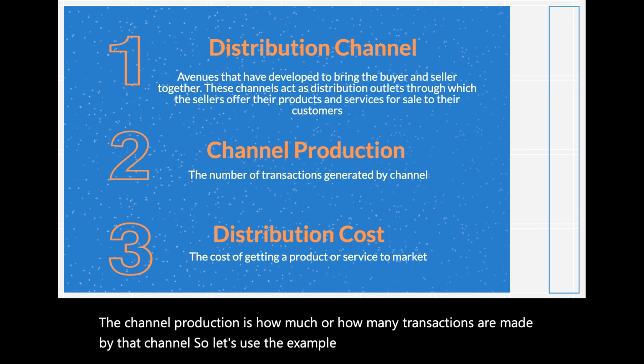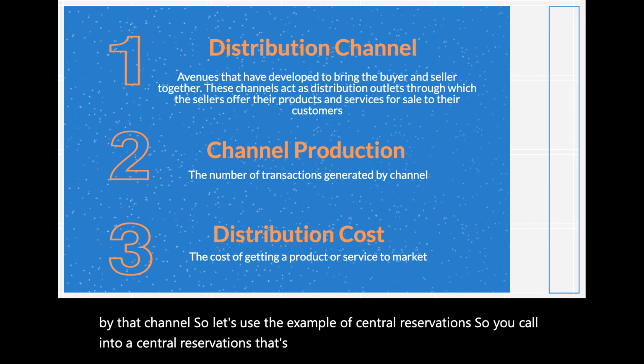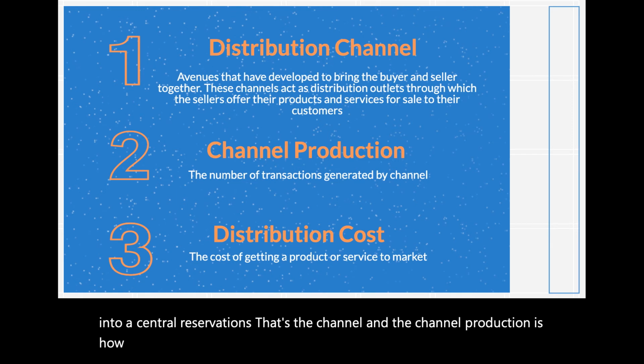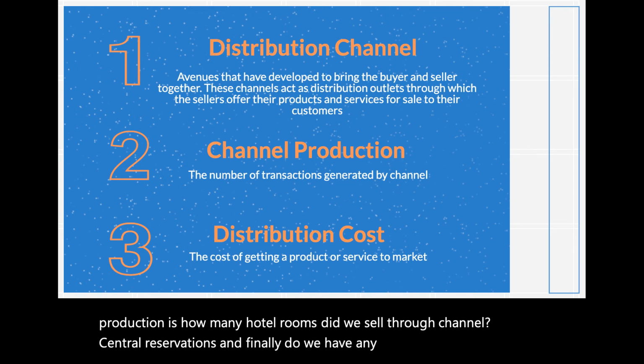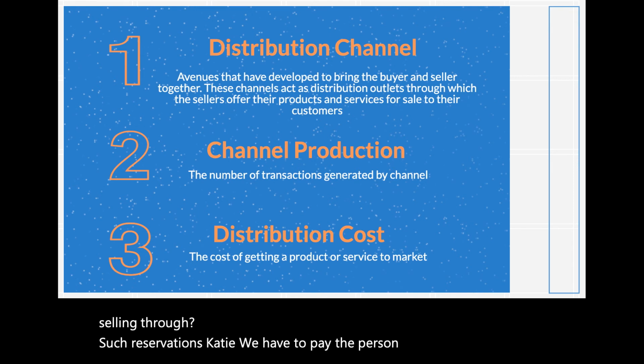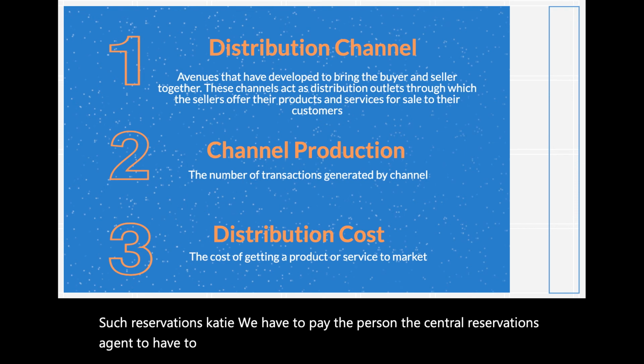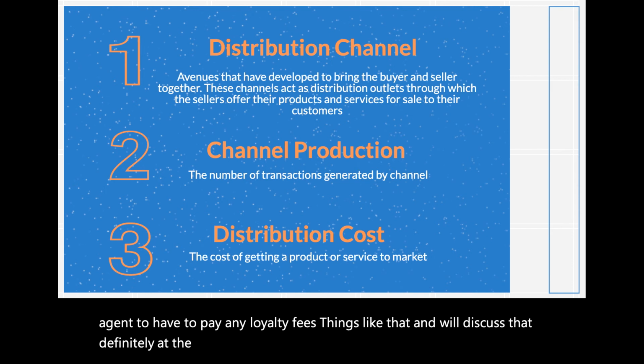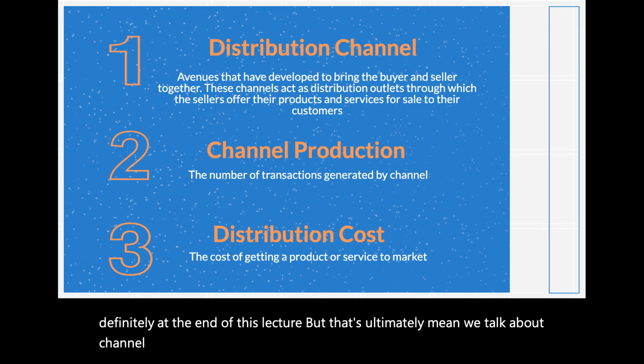So you call into Central Reservations, that's the channel, and the channel production is how many hotel rooms did we sell through Central Reservations. And finally, do we have any costs associated with selling through Central Reservations? Do we have to pay the Central Reservations agent? Do we have to pay any loyalty fees, things like that? And we'll discuss that definitely at the end of this lecture. But that's ultimately what we mean when we talk about channel production and different channels.